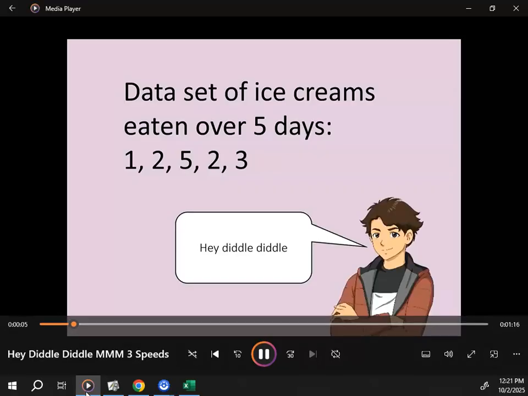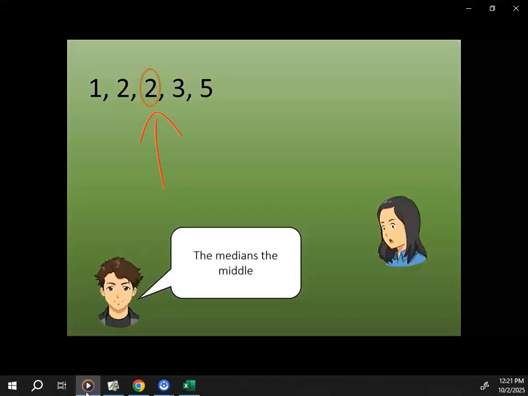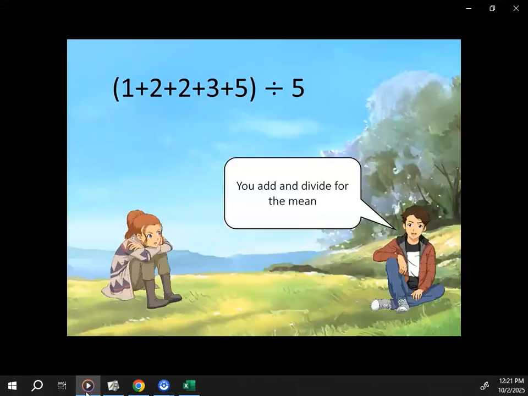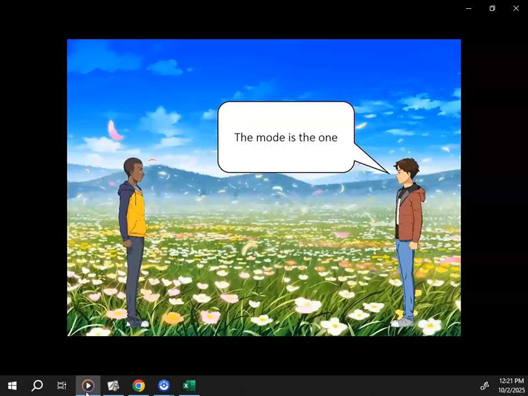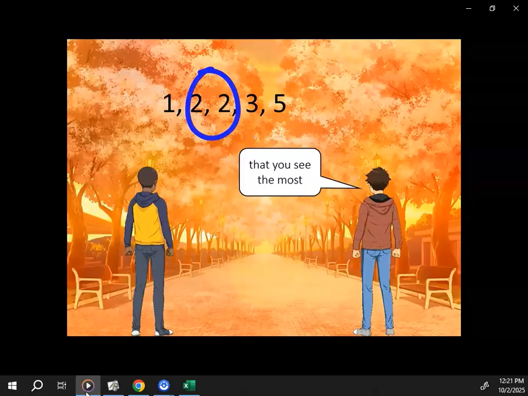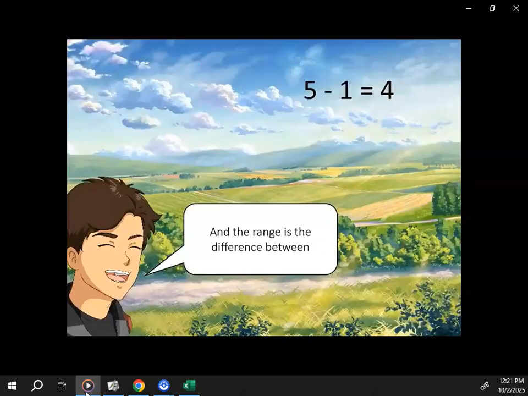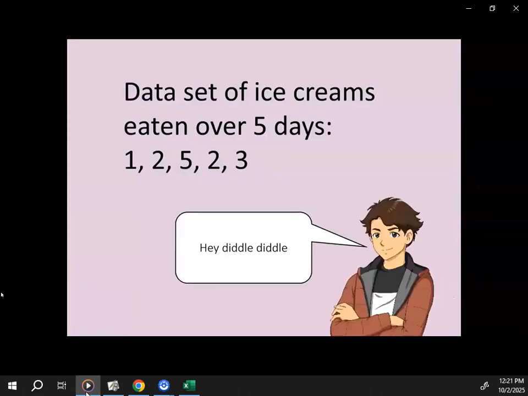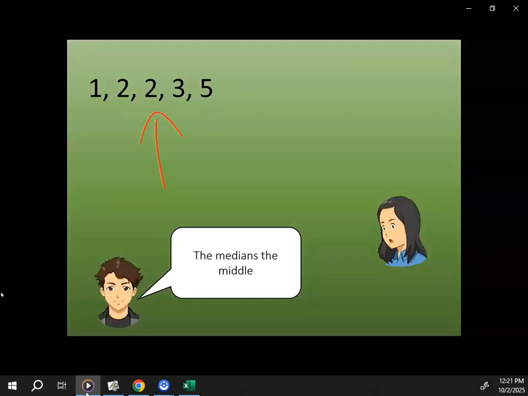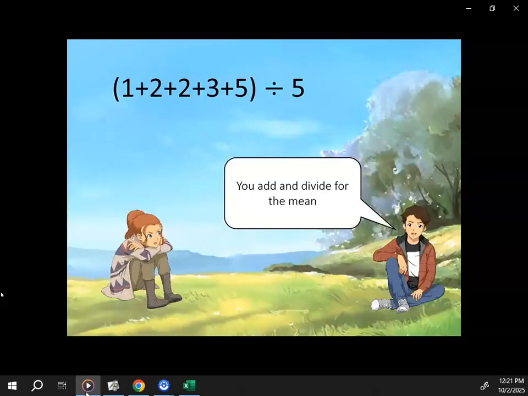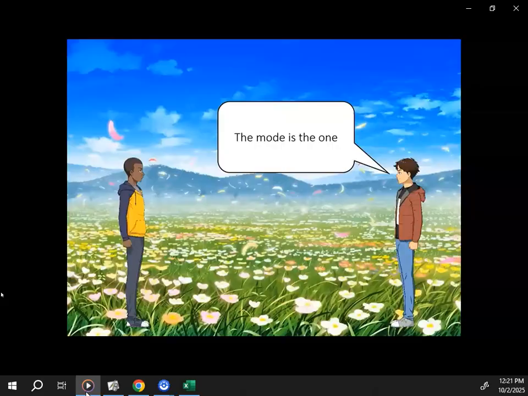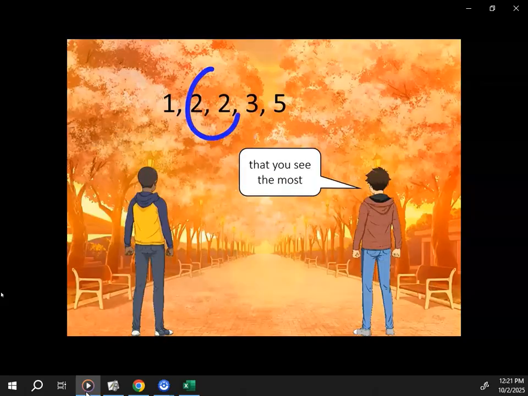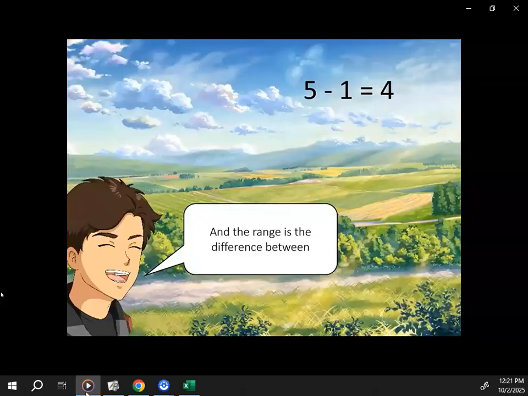Hey, diddle, diddle, the median's the middle. You add and divide for the mean. The mode is the one that you see the most, and the range is the difference between. The words are on the screen. Hey, diddle, diddle, the median's the middle. You add and divide for the mean. The mode is the one that you see the most, and the range is the difference.